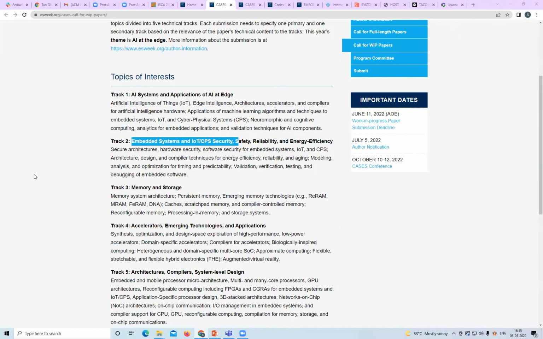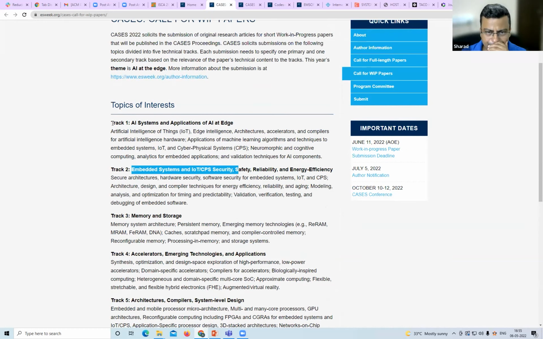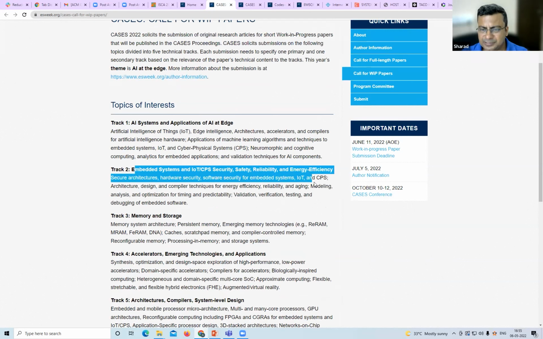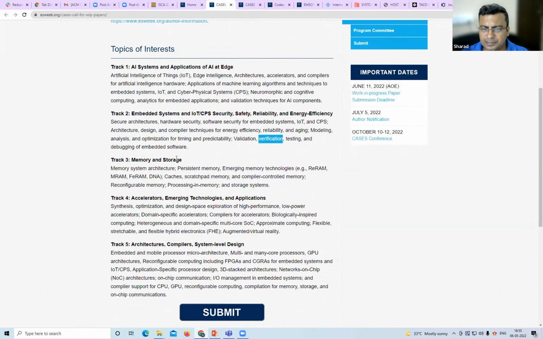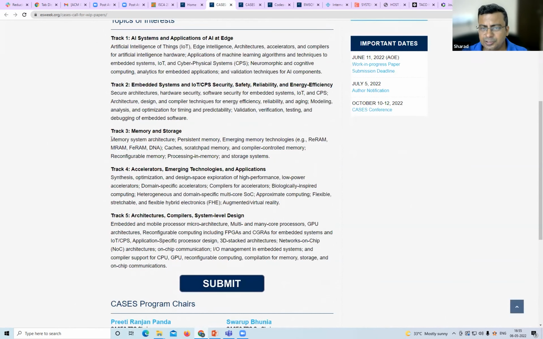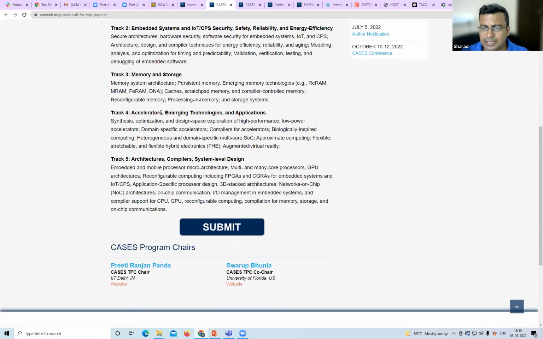Yes. Okay. So you can see that in track two, we have embedded systems and IoT, CPS, security, safety, reliability, energy efficiency, and so on. Compiler techniques, optimization for timing, validation, verification. Track three is focused on memory and storage, where we talk about persistent memory, DNA-based memory, novel memory technologies like ReRAM, MRAM, etc., in-memory processing. Track four is on accelerators, emerging technologies and applications, and track five is on architectures, compiler, system level design.